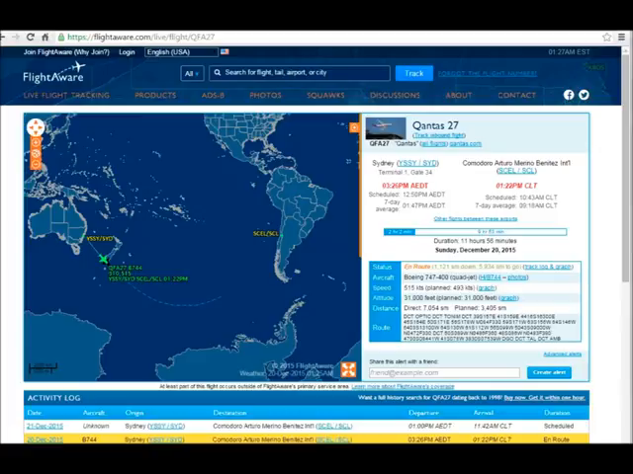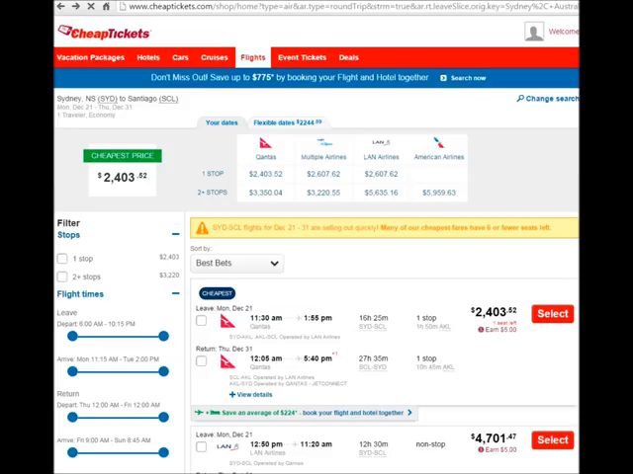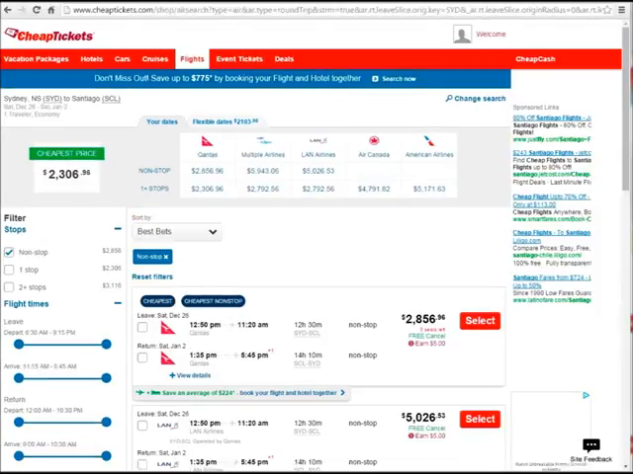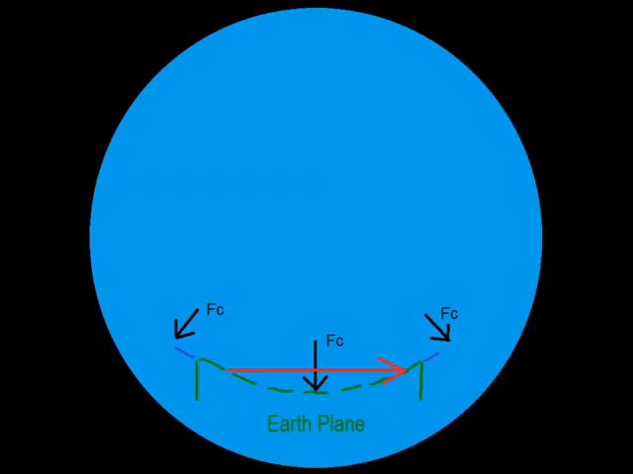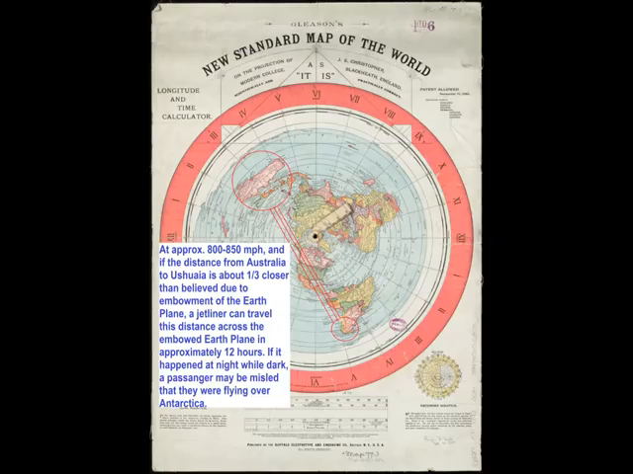To the filmmaker's knowledge, these passenger jetliner flights that are nonstop and that supposedly go over Antarctica occur as overnight flights, and it is dark when the jetliner flies over Antarctica, supposedly. According to the Zetetic eye gyroscope model, what would be happening is that the jetliner is flying at a higher altitude across the embowed Earth plane, and the darkness of the overnight flight prevents the jetliner passenger from being precisely aware of their flight course that they are taking.